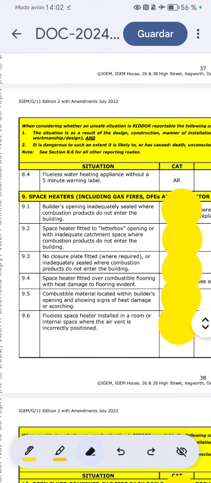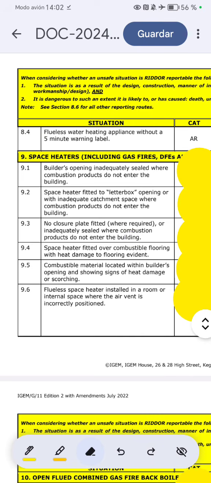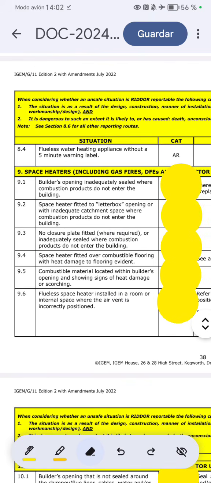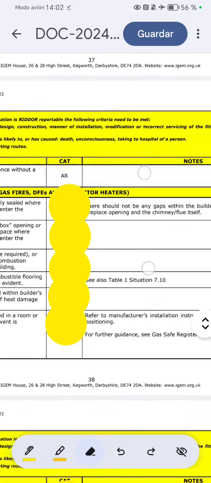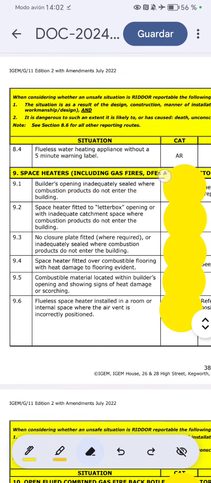9.10. Space heaters, including gas fires, DFEs. My space heaters ticket has run out. My gas fires ticket has run out. 9.1. Builders opening inadequately sealed where combustion products do not enter the building. Builders opening. Get a clue. Where should be gaps? Okay. I'm going to say at risk.